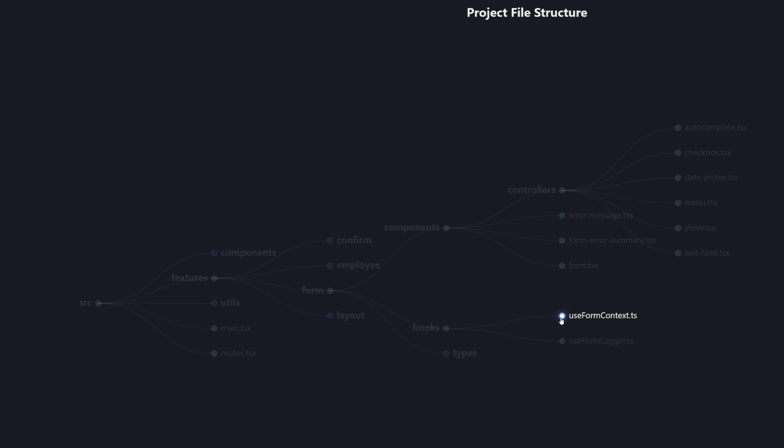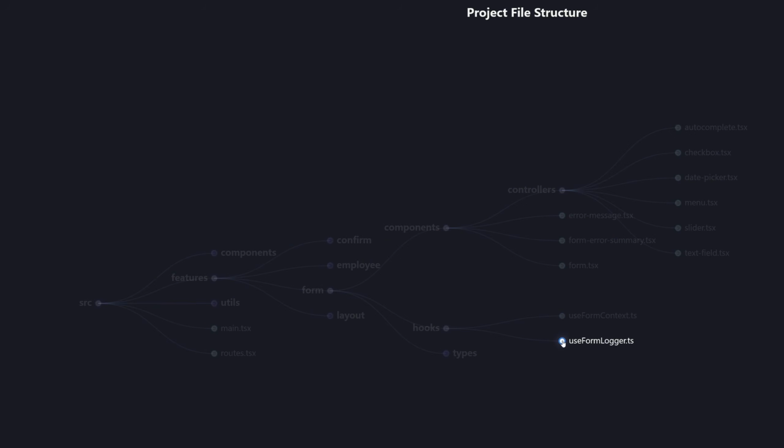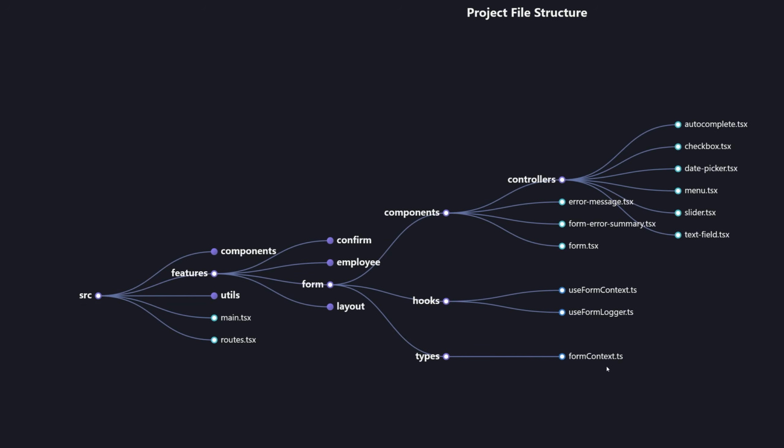Also, we really want to use the power of React Hook Form, and also we need to extend the form context of React Hook Form a little bit. So we are going to create a custom hook with the name of use form context, and also a use form logger for debugging our form, and the types itself, which is the context of this form context.